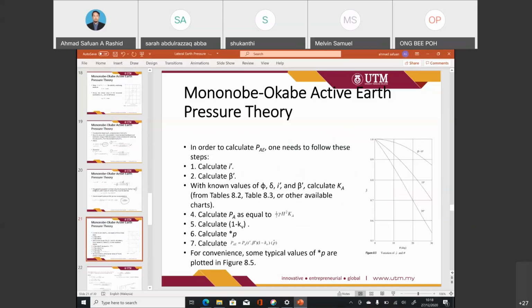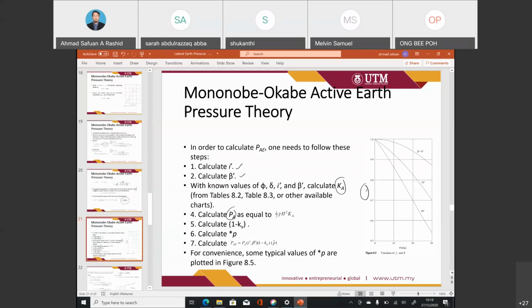This is how Arango has improvised the Mononobe-Okabe approach. And these are the steps on how to use the Mononobe-Okabe equation, as improvised by Arango. The procedure is to calculate i prime and beta prime, with known values of phi, delta, i prime and beta prime. Then we may determine the KA. From the KA, we can get the value of PA. Then we calculate 1 minus kv. Then calculate the PS3 value, which is from this graph. Then calculate PAE, which is PA(i prime, beta prime) times (1 minus kv) times PS3.